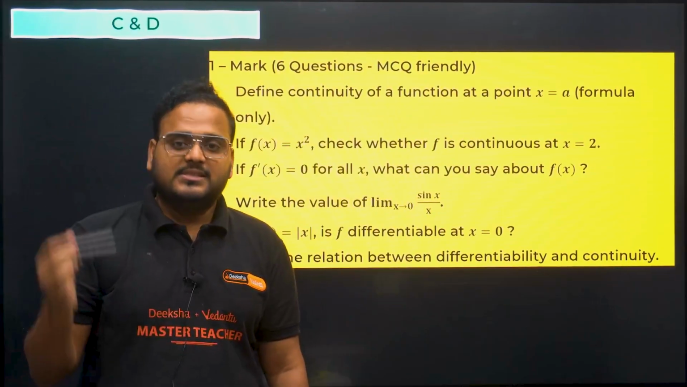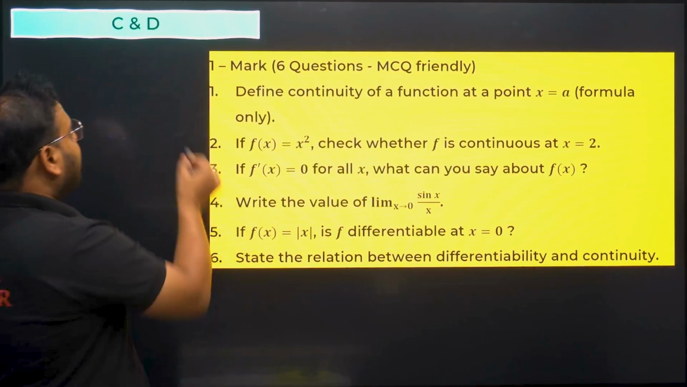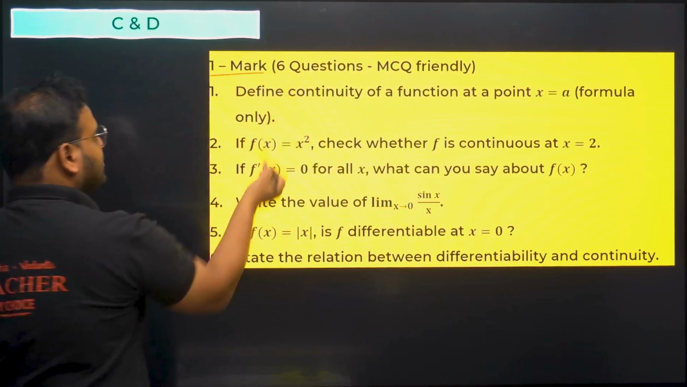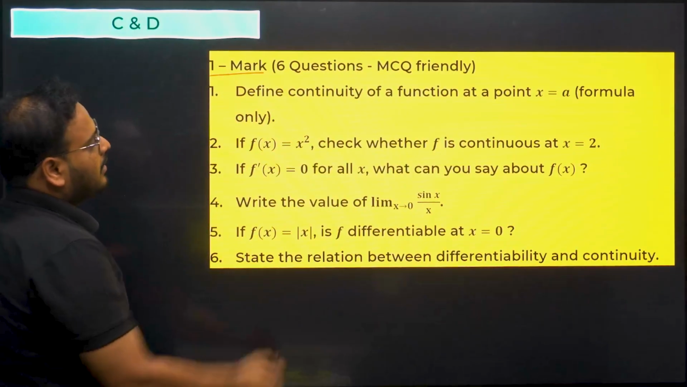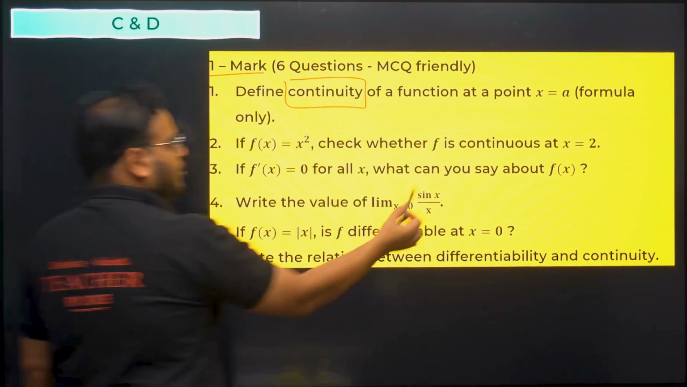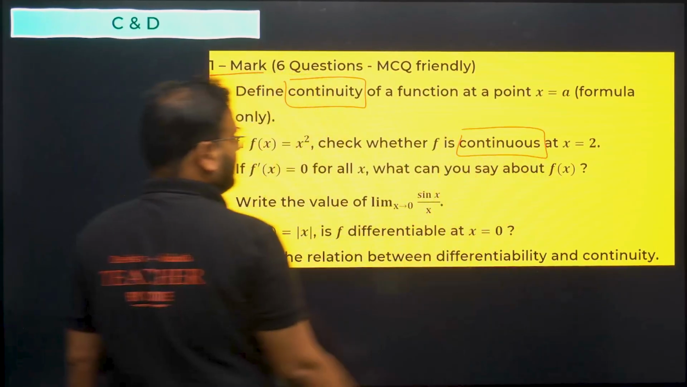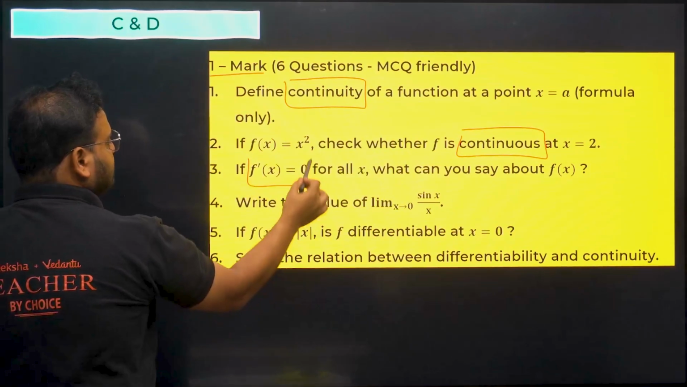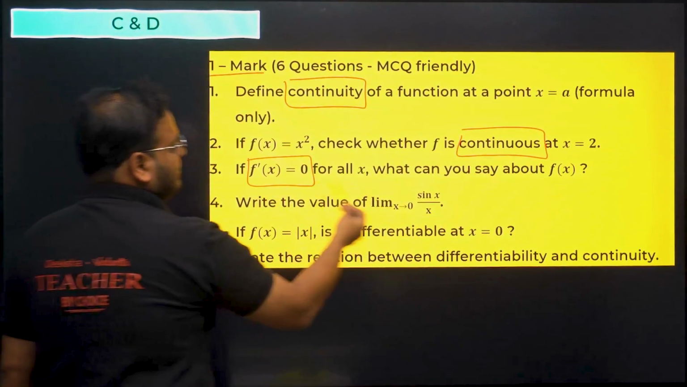Now next is C and D, continuity and differentiability. Again this is 1 marker category, 1 mark. Please check, I've given 6 questions over here based upon definition of continuity. Moving on to again this is continuity question. Then you have derivative question. Okay, this is a definition based question, right?